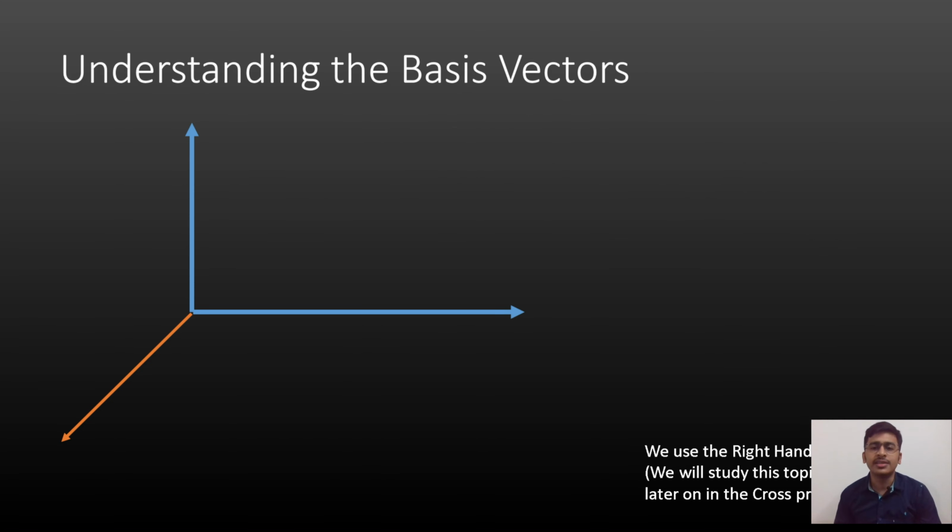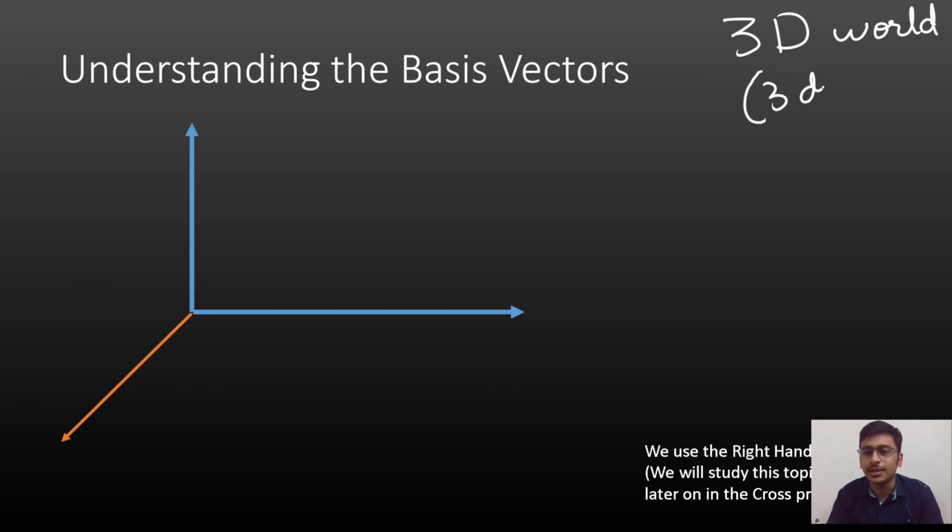So to understand what basis vectors are, basically we live in a 3D world. You guys are familiar with what dimensions are. Units and dimensions, it's the first chapter in physics. So there are 3 dimensions of length in this world.